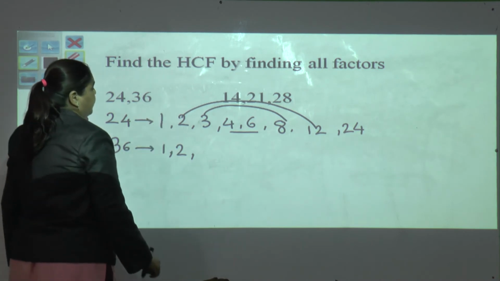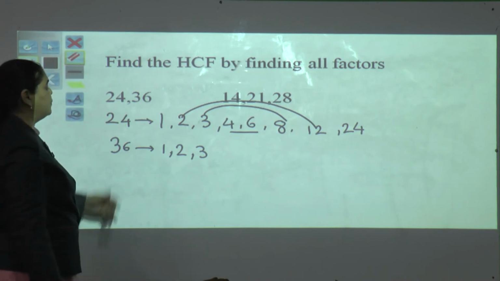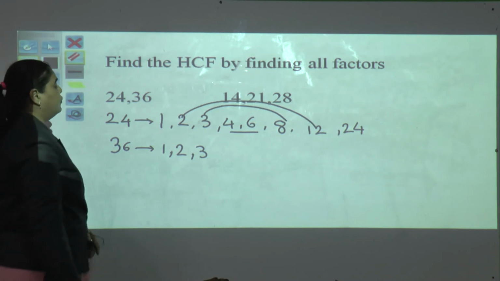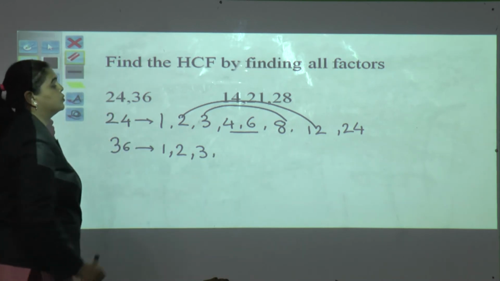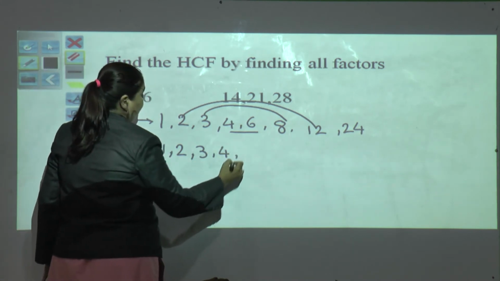Yes, it is a multiple of 3, so we can get it in the 3 table also. Now we have to find out for the 4. Just recite the table of 4. 4 9s are 36. So we will go for 4.